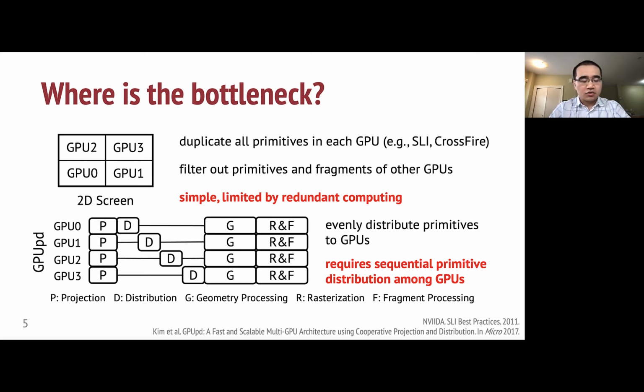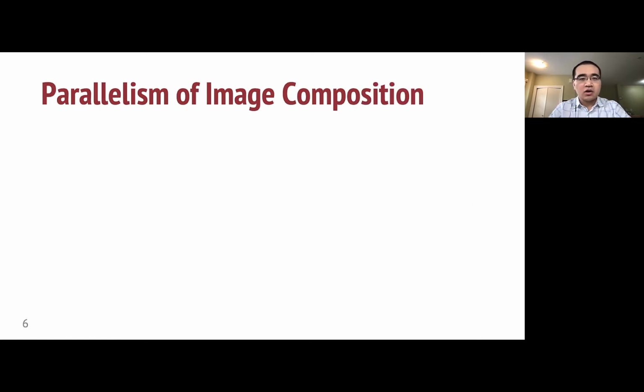However, as I described earlier, it's necessary to protect the order of input primitives, so GPUpd requires sequential inter-GPU communication. As we know, in a parallel system, sequential communication can become a bottleneck very easily after we have more and more GPUs. We found that the parallelism of image composition can be leveraged to eliminate the bottlenecks in prior work.